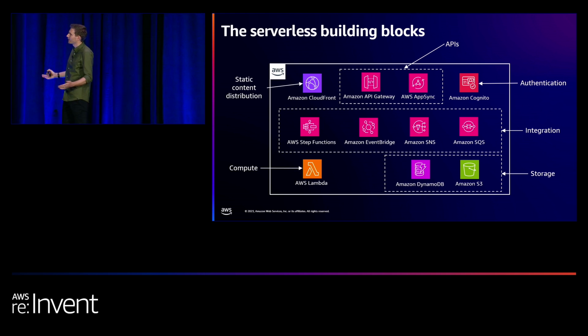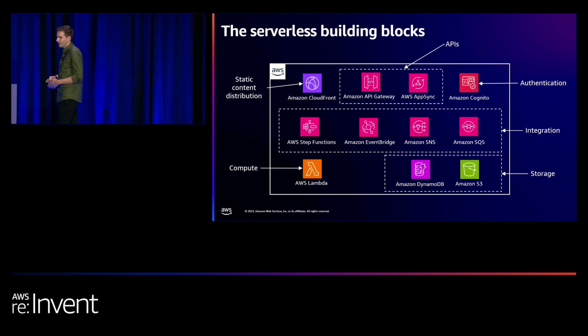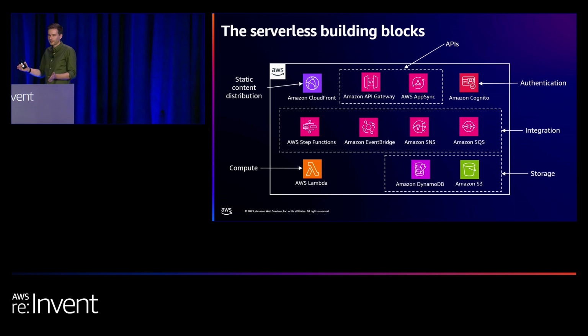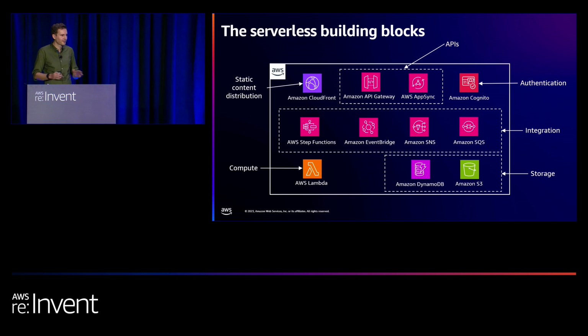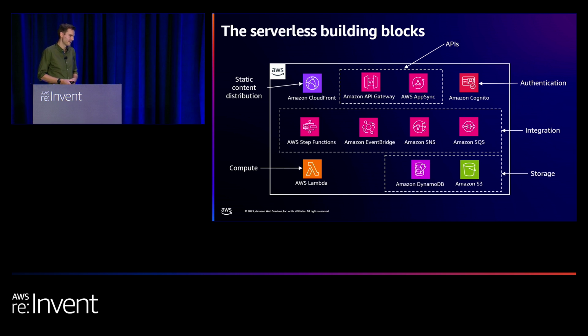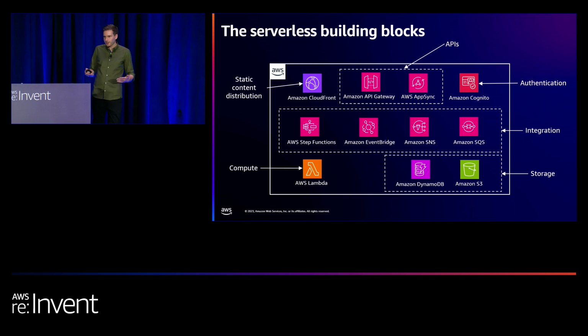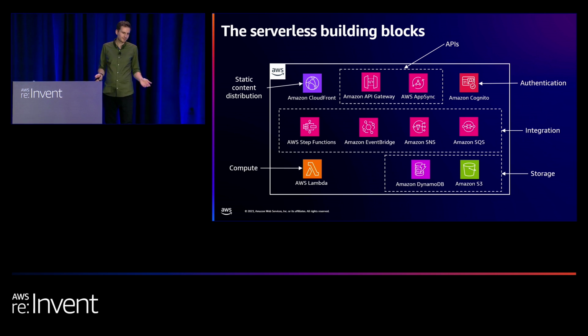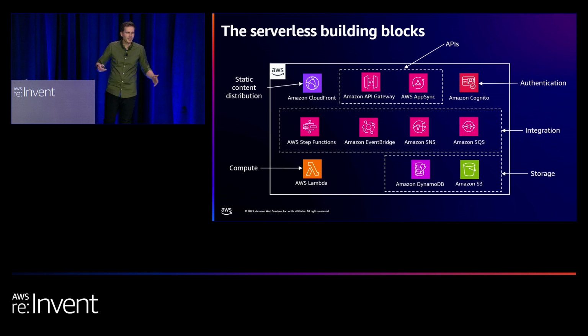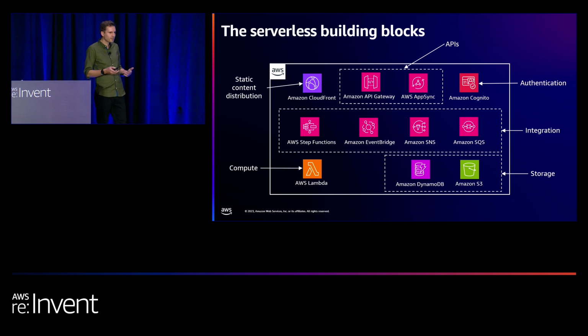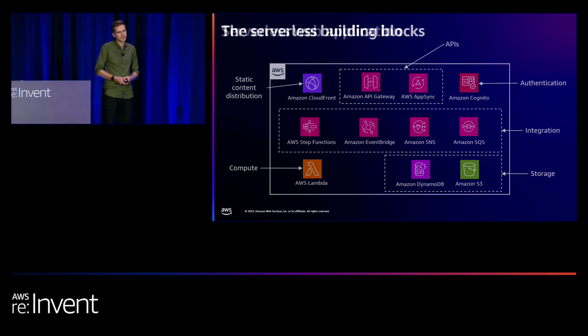Now, with all of the services that you see on the screen, they are highly available across multiple availability zones out of the box. This is not something you have to build yourselves. They also scale automatically based on requests that come through the system. And in most cases, you don't pay for idle. When you're not using them, you're not paying for them. So if we put these building blocks together, we can build virtually any application that we like.